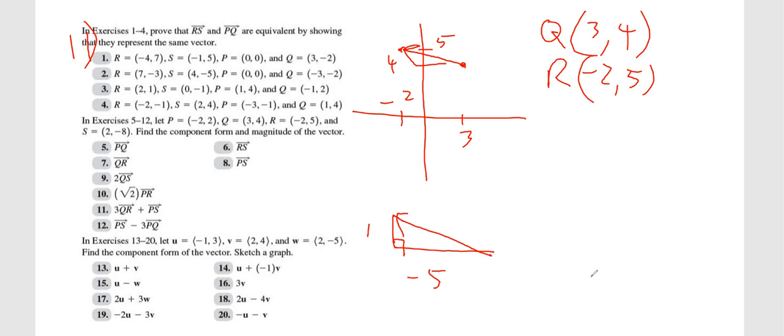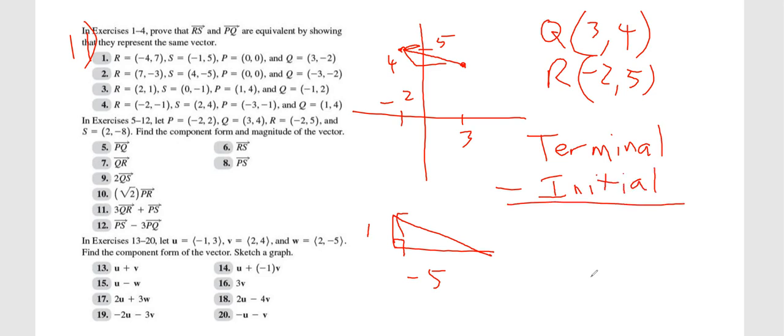Now, how do we find that when we do this? I might have said it wrong the other day, and I want to make sure that this gets corrected. Okay, if we do terminal minus initial, let's see if we get the correct answer. Because I think I said it backwards one day, and I don't remember if it was 5th or 6th period, so I want to make sure this is right.